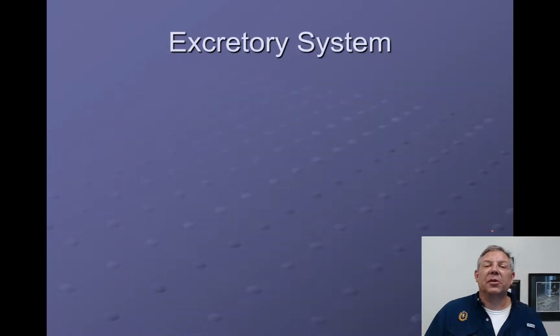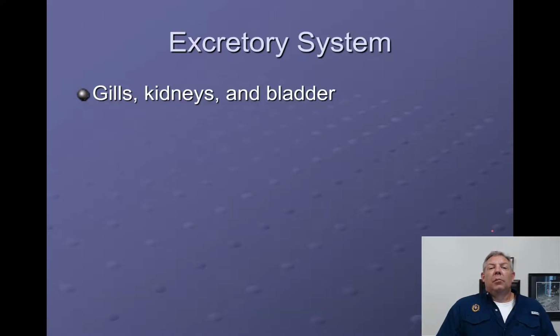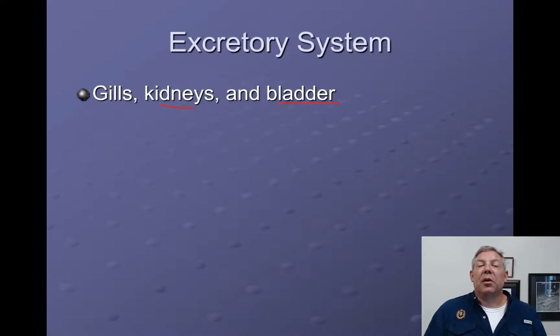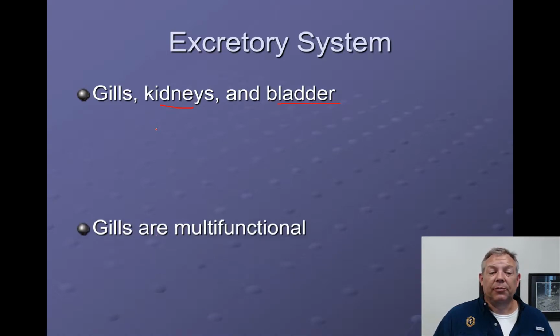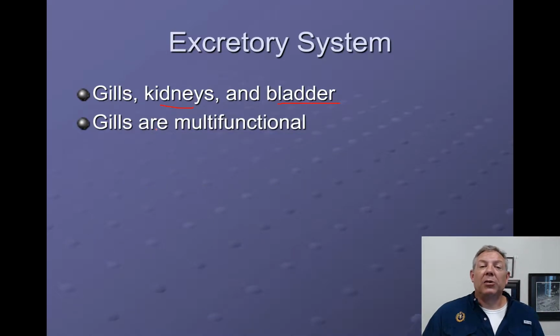Okay, that was the circulatory system. Let's talk briefly about the excretory system, which consists mostly of the gills, kidneys, and bladder. You're probably familiar with the kidneys and the bladder as part of the mammalian excretory system, but the gills are very important, not only for respiration, but also for excretion. The gills are multifunctional, and that's why they're so critical.